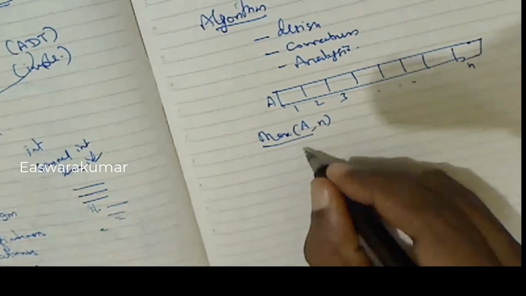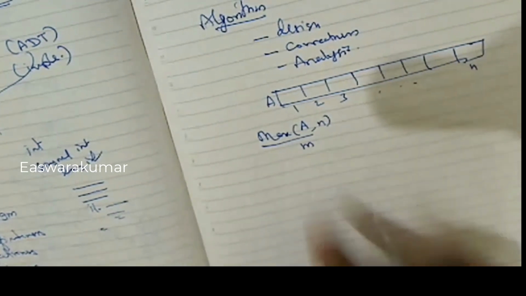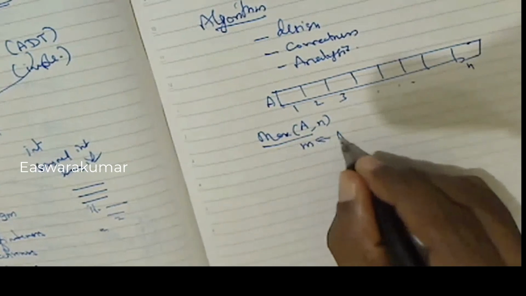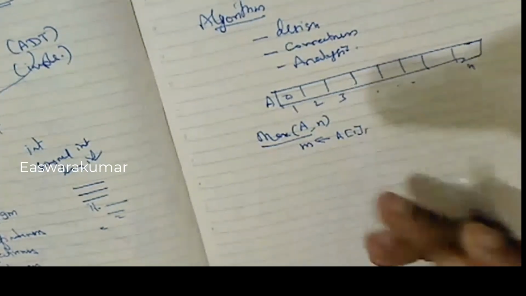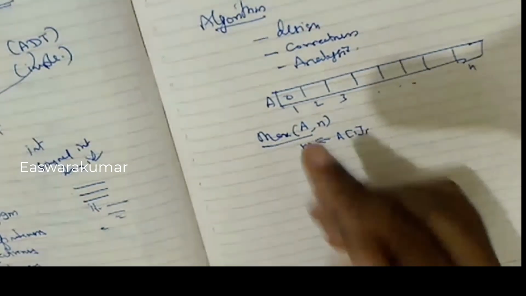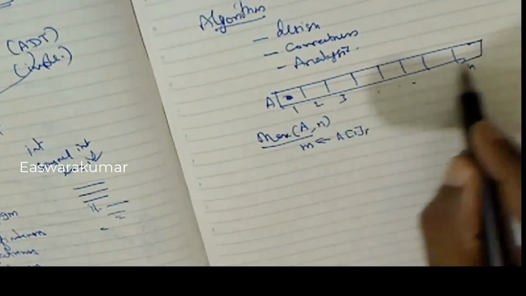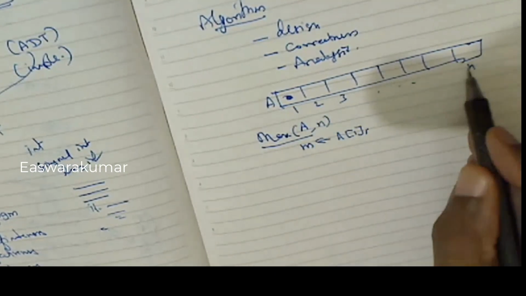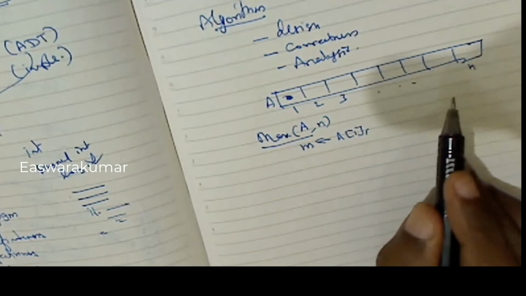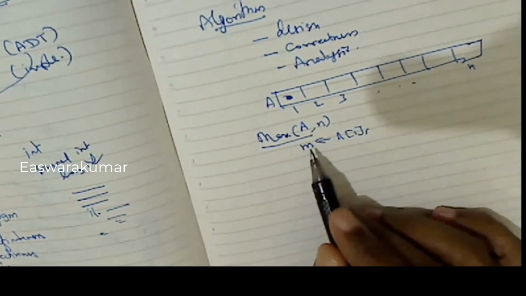In that, we want to find the maximum value. Let me take one variable, that is m. So m will be considered as the first value, A of 1. So I take this value. I assume that it's the current, this is not 0, so some value is available, right? So that I assign to m. Then there are remaining n-1 positions available. I will compare the current m value with the remaining, and if any larger value is encountered there, then I will modify this m value.